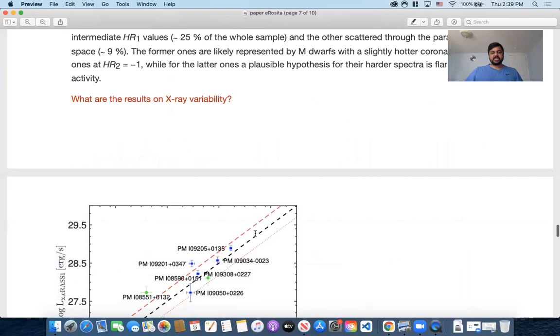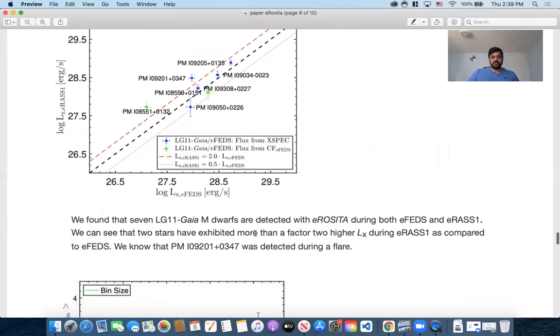What are the results of X-ray variability? We found that 7 LG11 Gaia M dwarfs are detected with eROSITA during both EFEDS and eRASS1. We can see that two stars have exhibited more than a factor of 2 higher LX during eRASS1 as compared to EFEDS. We know this particular star is detected as a flare, and this is most likely also a flare.